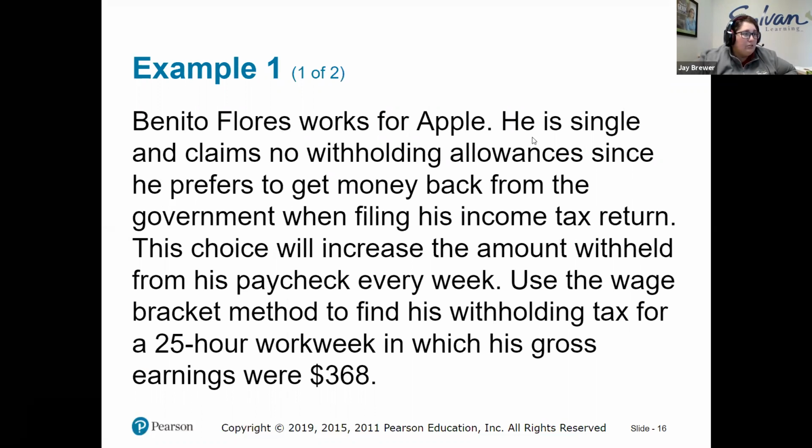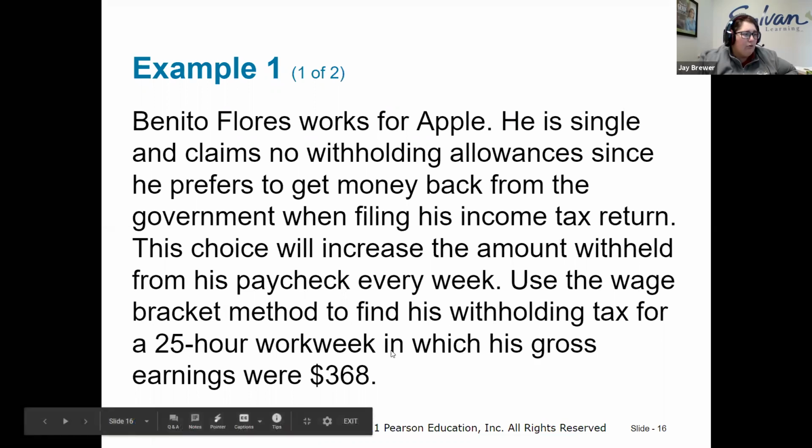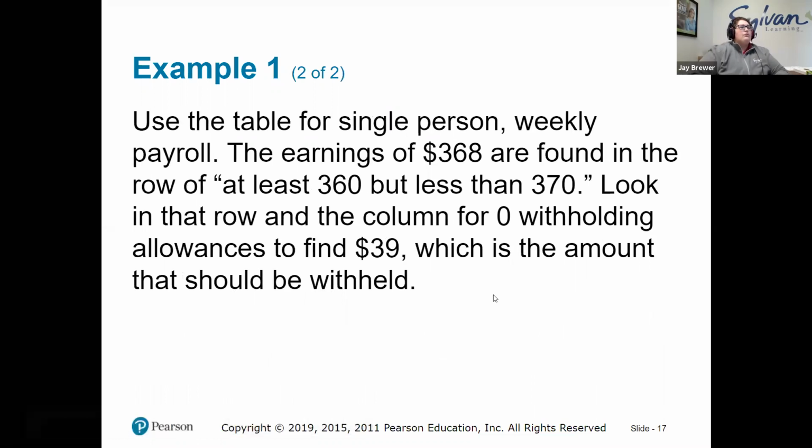Benito Flores works for Apple. He is single and claims no withholding allowances since he prefers to get money back from the government when filing his income tax return. This choice will increase the amount withheld from his paycheck every week. Use the wage bracket method to find his withholding tax for a 25-hour work week in which his gross earnings were $368.